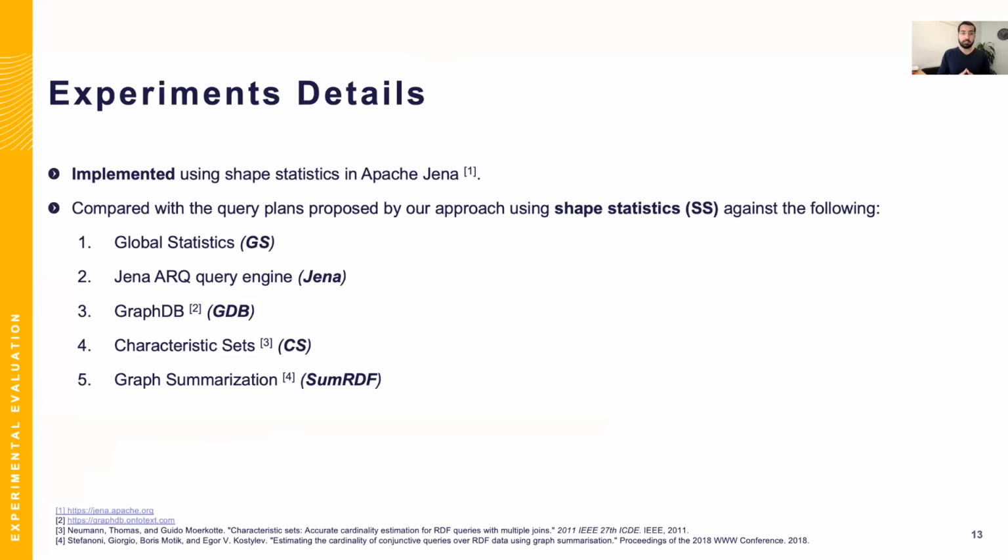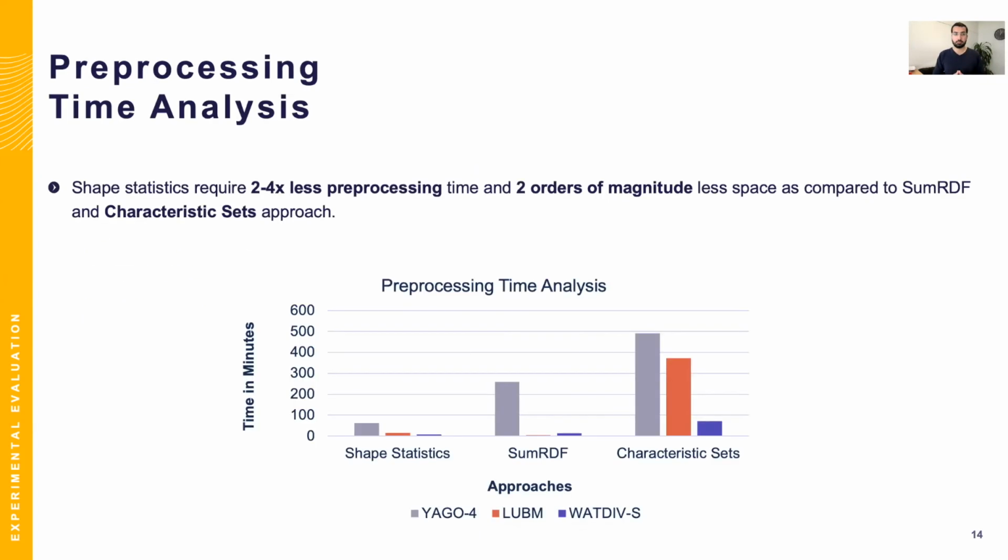We have implemented our approach using shape statistics in Apache Jena, where we compare it against the global statistics collected over the whole RDF graph, Jena's query engine, GraphDB, characteristic sets, and graph summarization approach. The pre-processing time required to generate shape statistics is 2 to 4 times less compared to SumRDF and characteristic sets approach, and it is 2 orders of magnitude less in terms of space compared to these approaches, as shown by this chart.